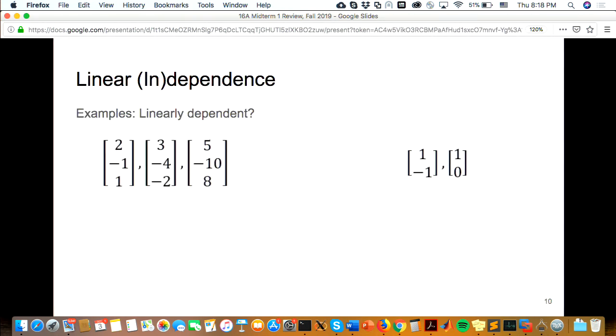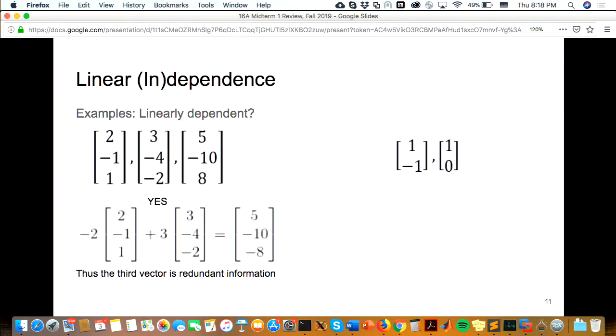So let's do a quick practice of this. We have these three vectors on the left. Are these linearly dependent? If we want to show that they're linearly dependent, then we need to be able to write one of the vectors as a linear combination of the other two. It turns out that yes, we can. If we take -2 times the first vector plus 3 times the second vector, we will get the third vector, which means the third vector is redundant. We already got the information from the first two.